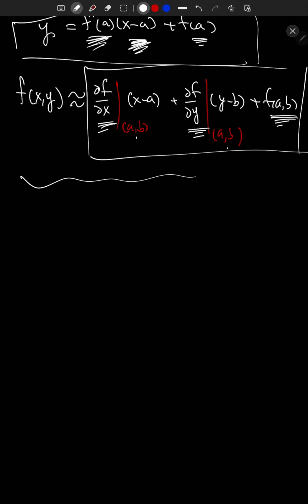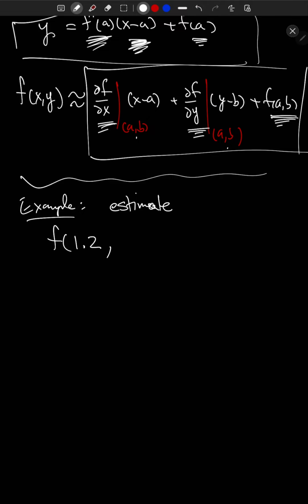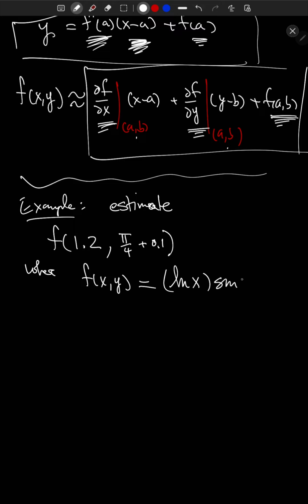Okay, so for example, estimate f of, let's say, 1.2 comma pi over 4 plus 0.1, where f of x comma y is equal to, let's say, natural log of x times sine of y, sorry.